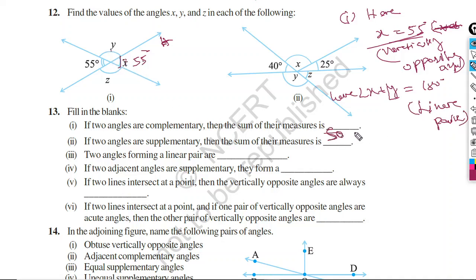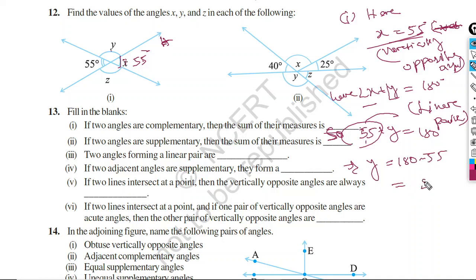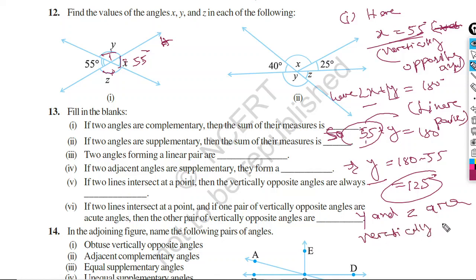So x is 55, plus y equals 180, which implies y equals, transposing 55 to the RHS, 180 minus 55, which is equal to 125 degrees. So you got the value of y, 125. Again y and z are vertically opposite. You can write y and z are vertically opposite angles.